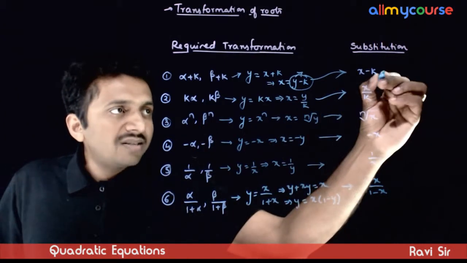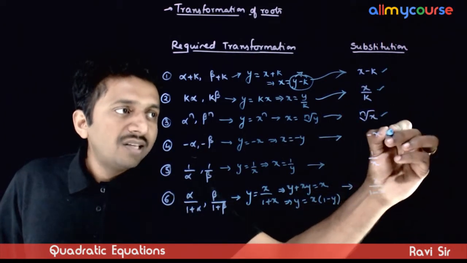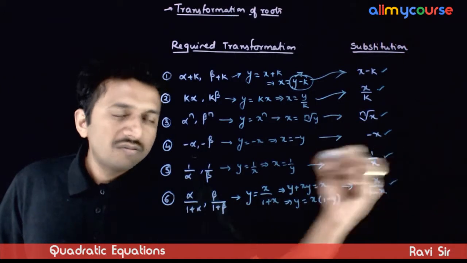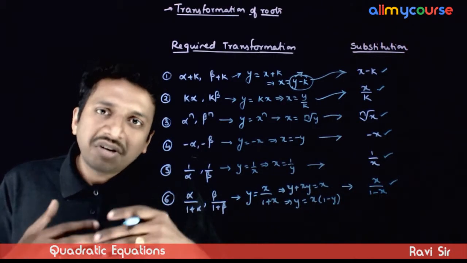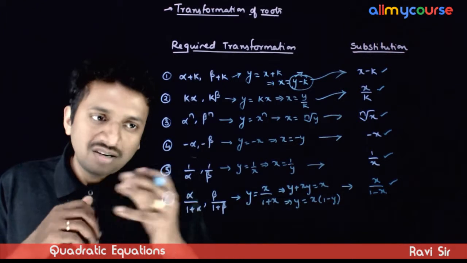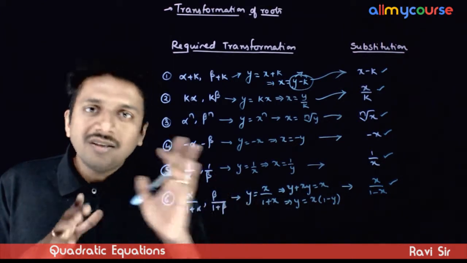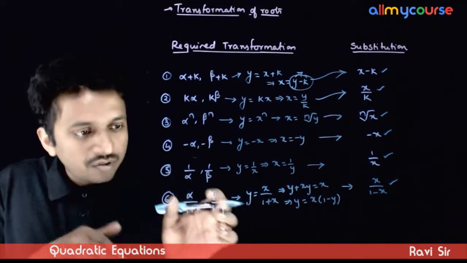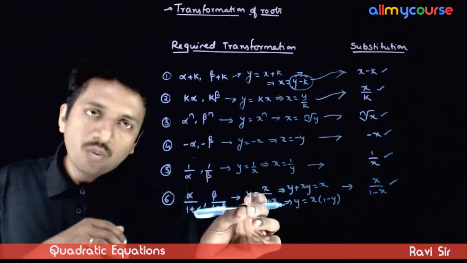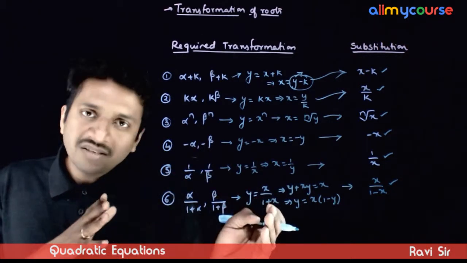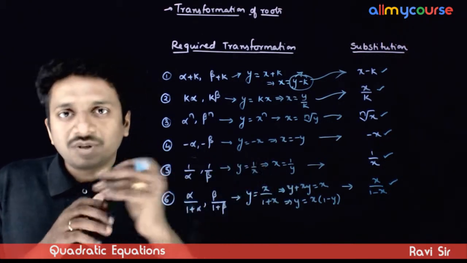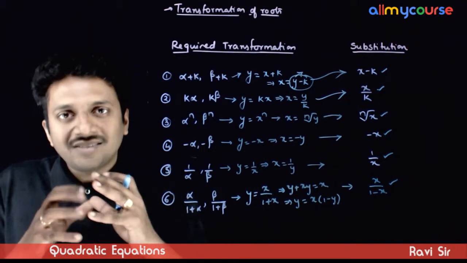So I hope you understand the logic of the transformation of roots. So if you are given any other transformation other than these types, you just need to follow the regular process. So you observe the function and put y is equal to it in terms of x and find x in terms of y, and whatever you get, that's the required substitution.